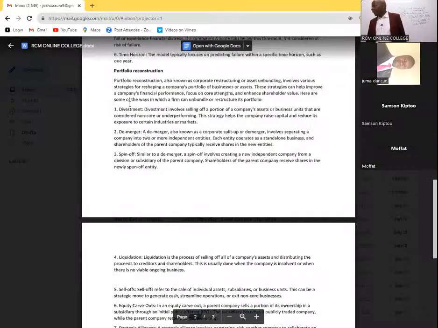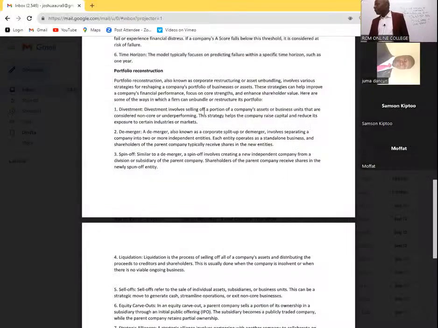So you're told here, divestment. Divestment involves selling off a portion of a company's assets or business units that are considered non-core or underperforming. This strategy helps the company raise capital and reduce its exposure to certain industries or markets.